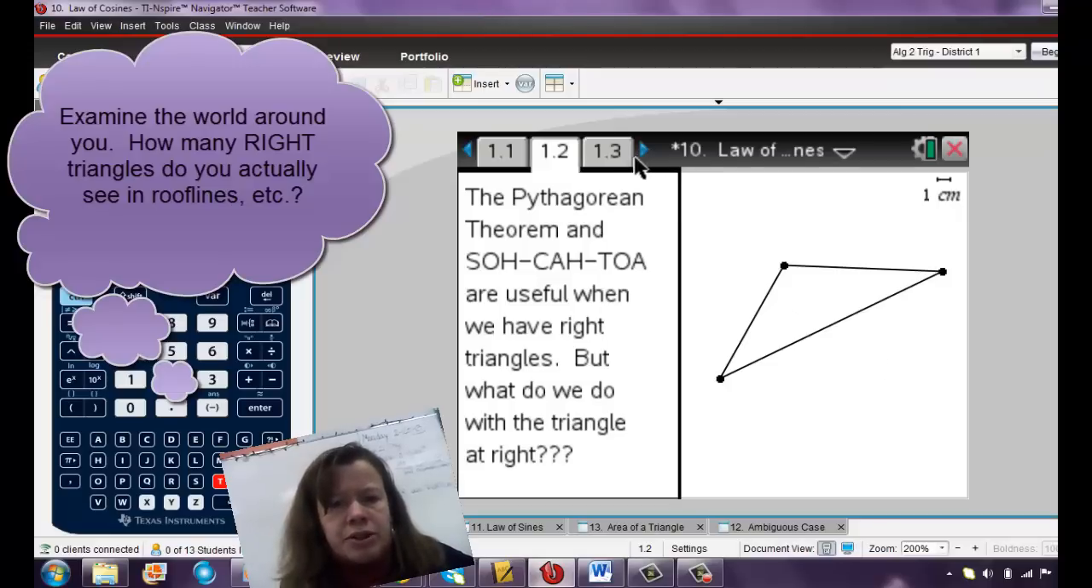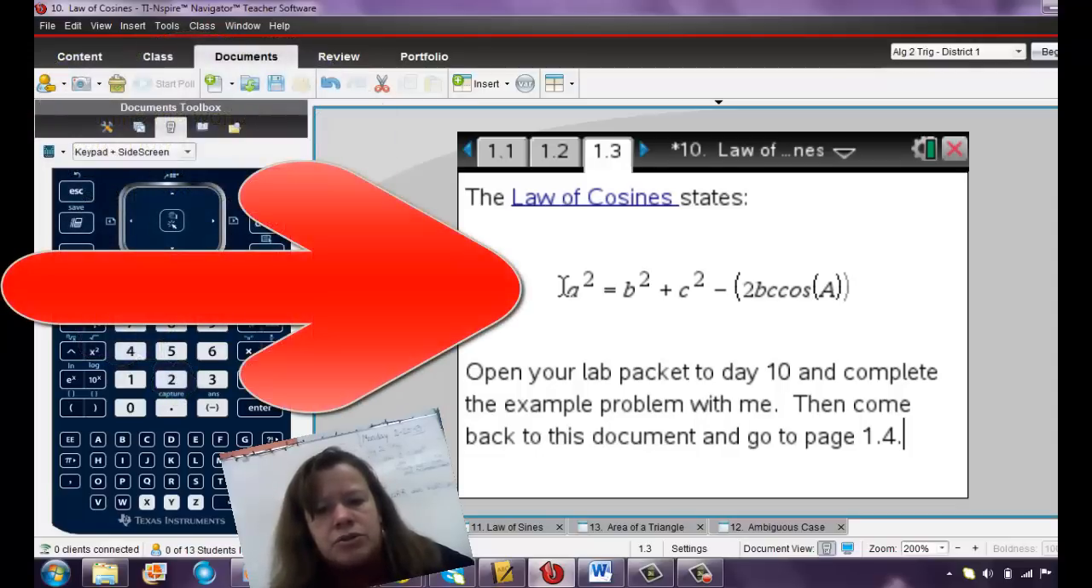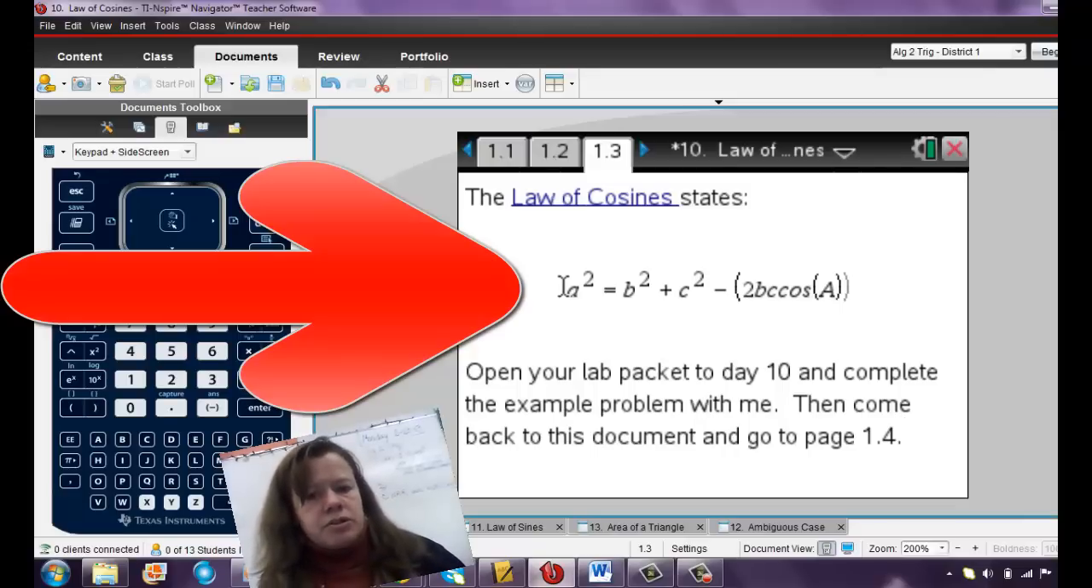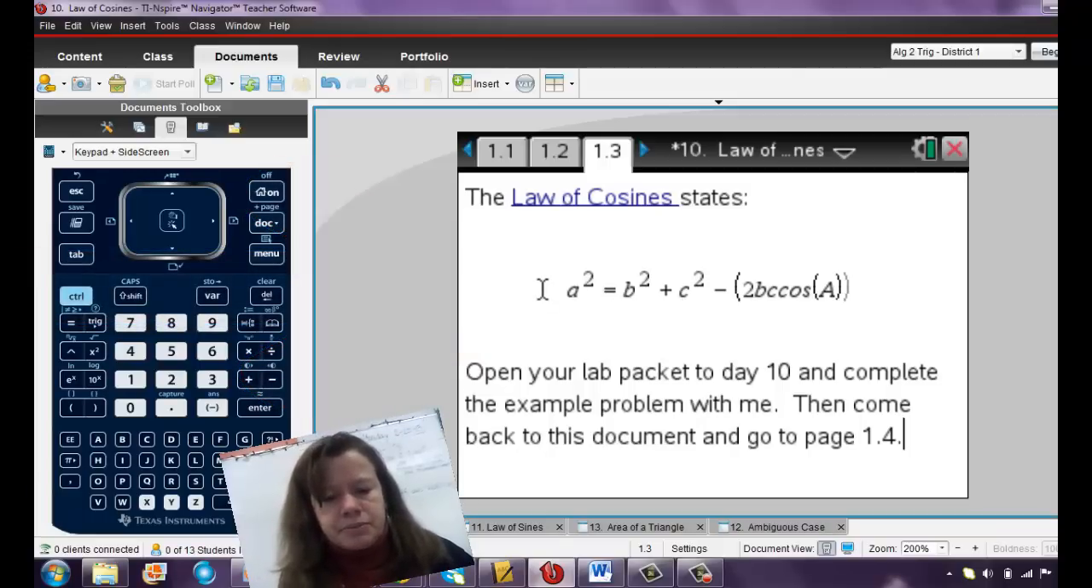So let's go to page 1.3. Here's your law of cosines. It states a squared equals b squared plus c squared minus 2bc cosine a. Now if you take a glance at your reference sheet, you'll notice that it might look slightly different. I want you to take a second to look at your reference sheet and figure out what is different about the way I've presented the law of cosines here and the way it's given to you on your reference sheet, so we can have a conversation about that.